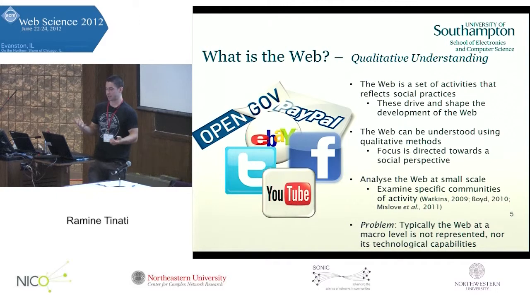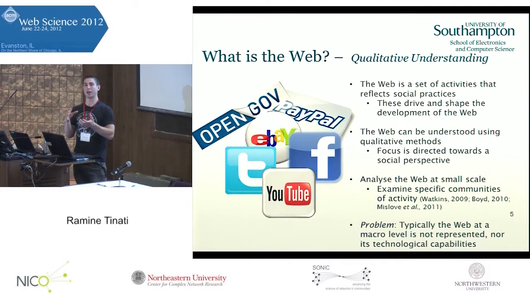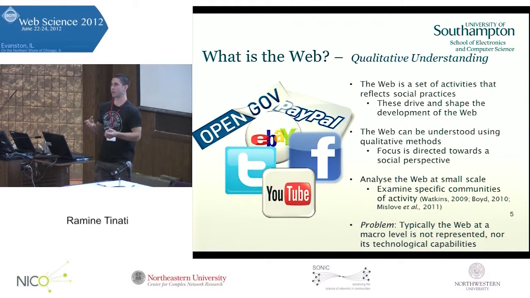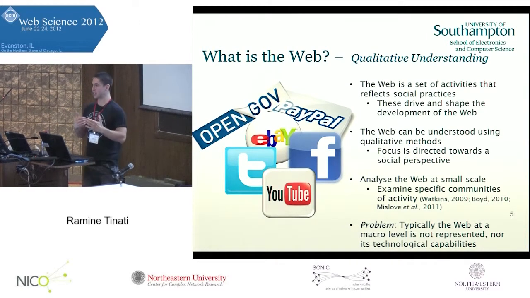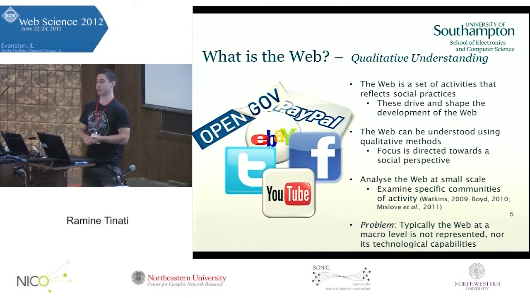Then you can do the alternative approach, which is looking at the qualitative understanding of the web, and we can say that the web is a set of web practices that reflect society. We can look at these practices on a small scale, understanding how specific communities work, and we can do interviews and surveys, and really get an underlying understanding of what's going on on the web at this smaller scale. But the problem again with this is that it typically ignores the macro level understanding of the web. We don't really bring in an understanding of what the structures are, and the technologies that underpin this. So like I say here, the technological capabilities and the restraints are also ignored in this type of research.